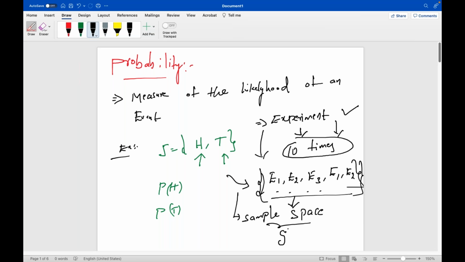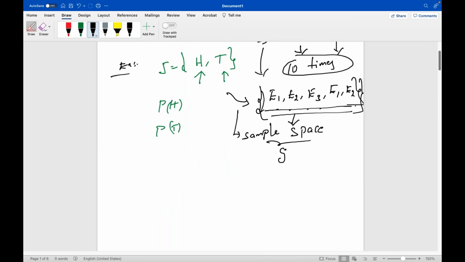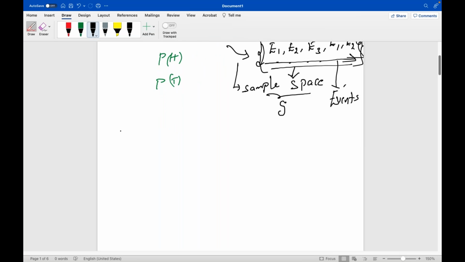Yes. So here we are getting results, right? Those results we call the events, and the total number of events in one particular experiment we call the sample space. I hope you understood my point, right? So let me consider the probability of an event. I just want to find the probability of any one of the events.